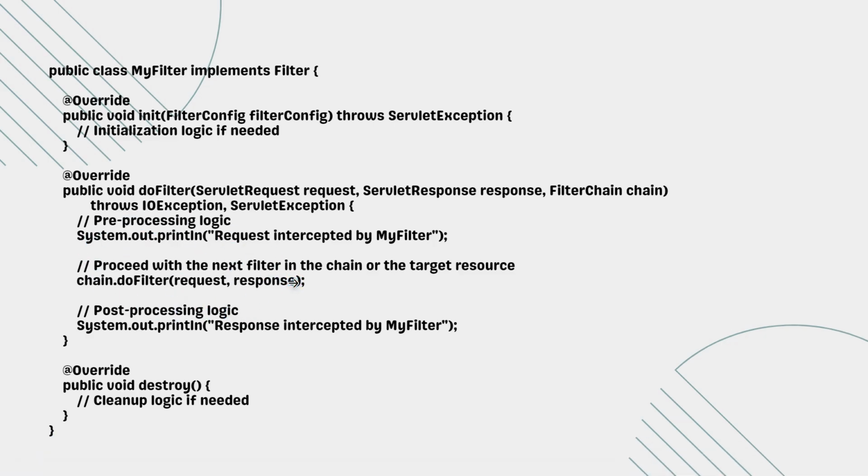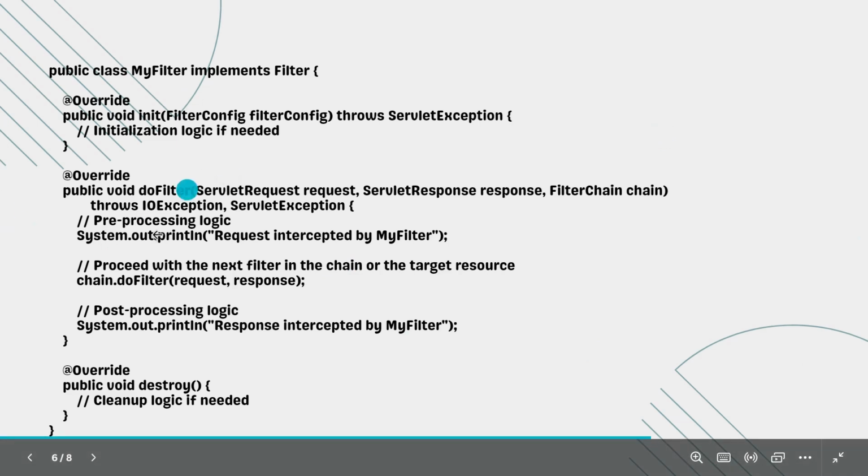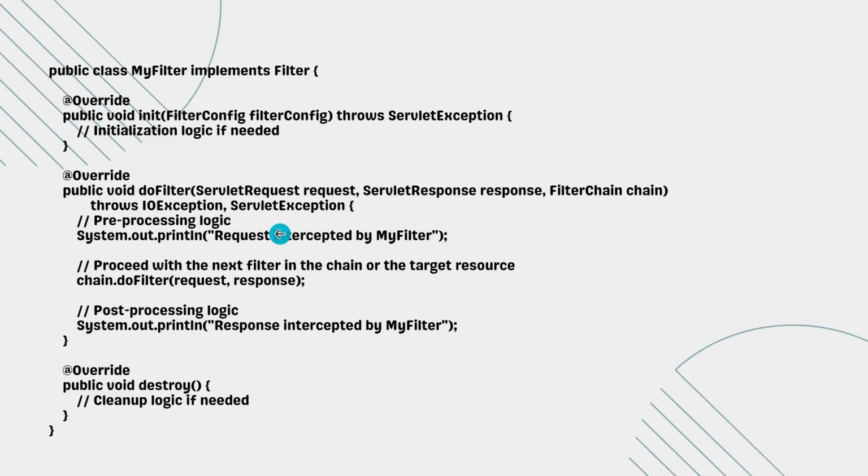Whenever a request comes from Tomcat to the dispatcher servlet, our doFilter will be executed before the request reaches the controller. Also, once the process is completed, the response goes back to the client. At that time, if you want post-process logic, you can keep it inside the doFilter, and it will execute as a post filter also. If you see this, here is the pre-processing logic we are mentioning, and then after chain.doFilter, we are mentioning the post-processing logic.